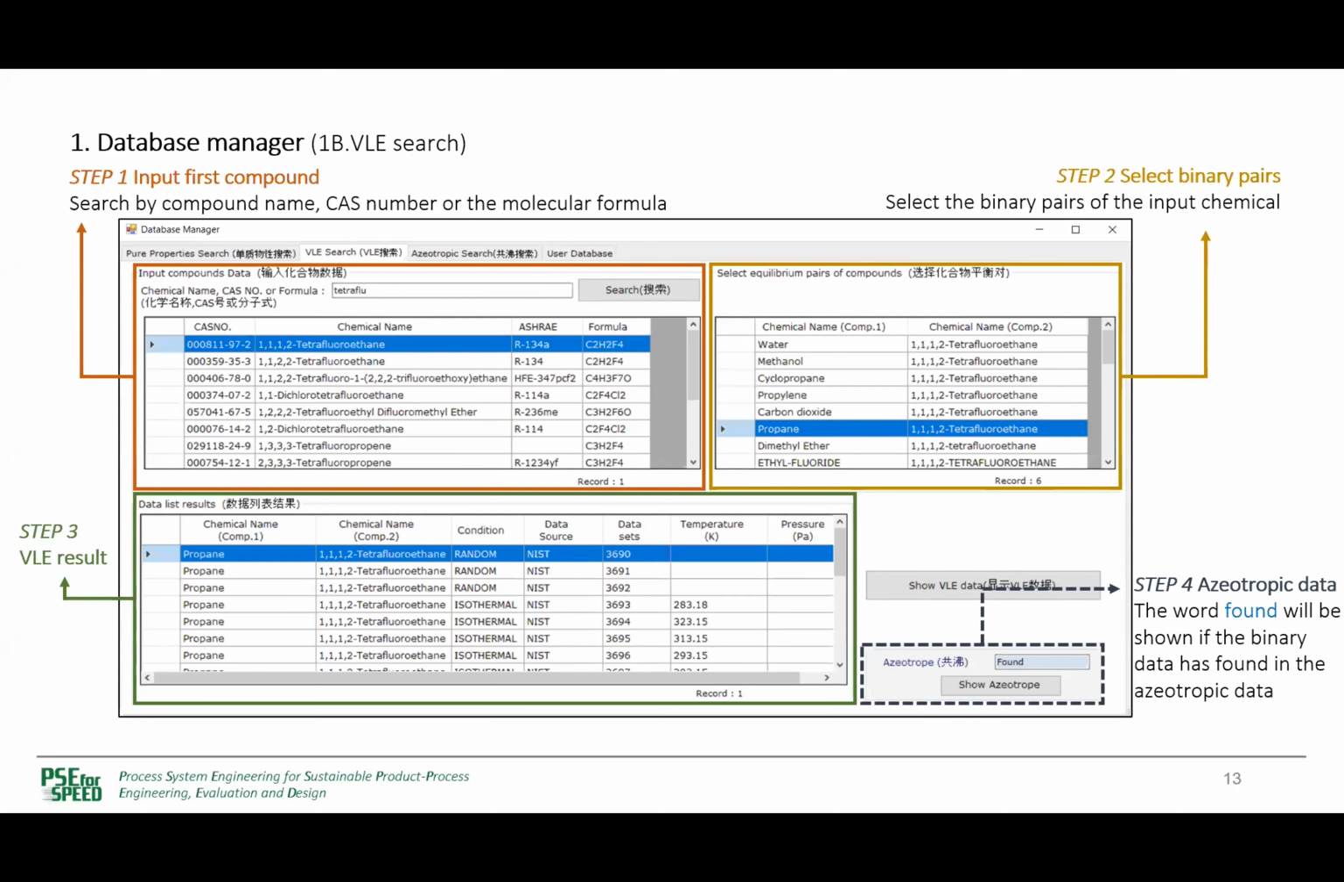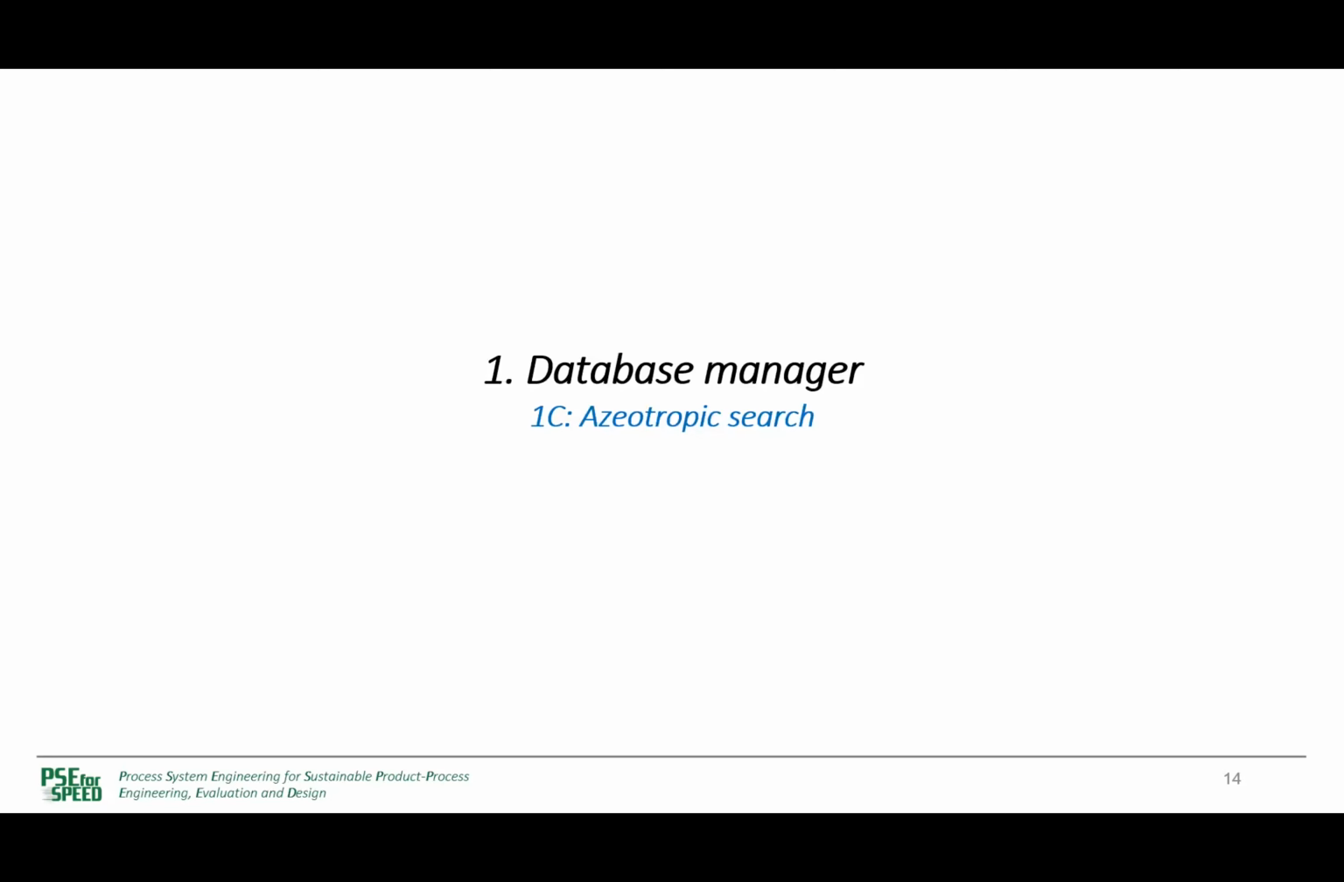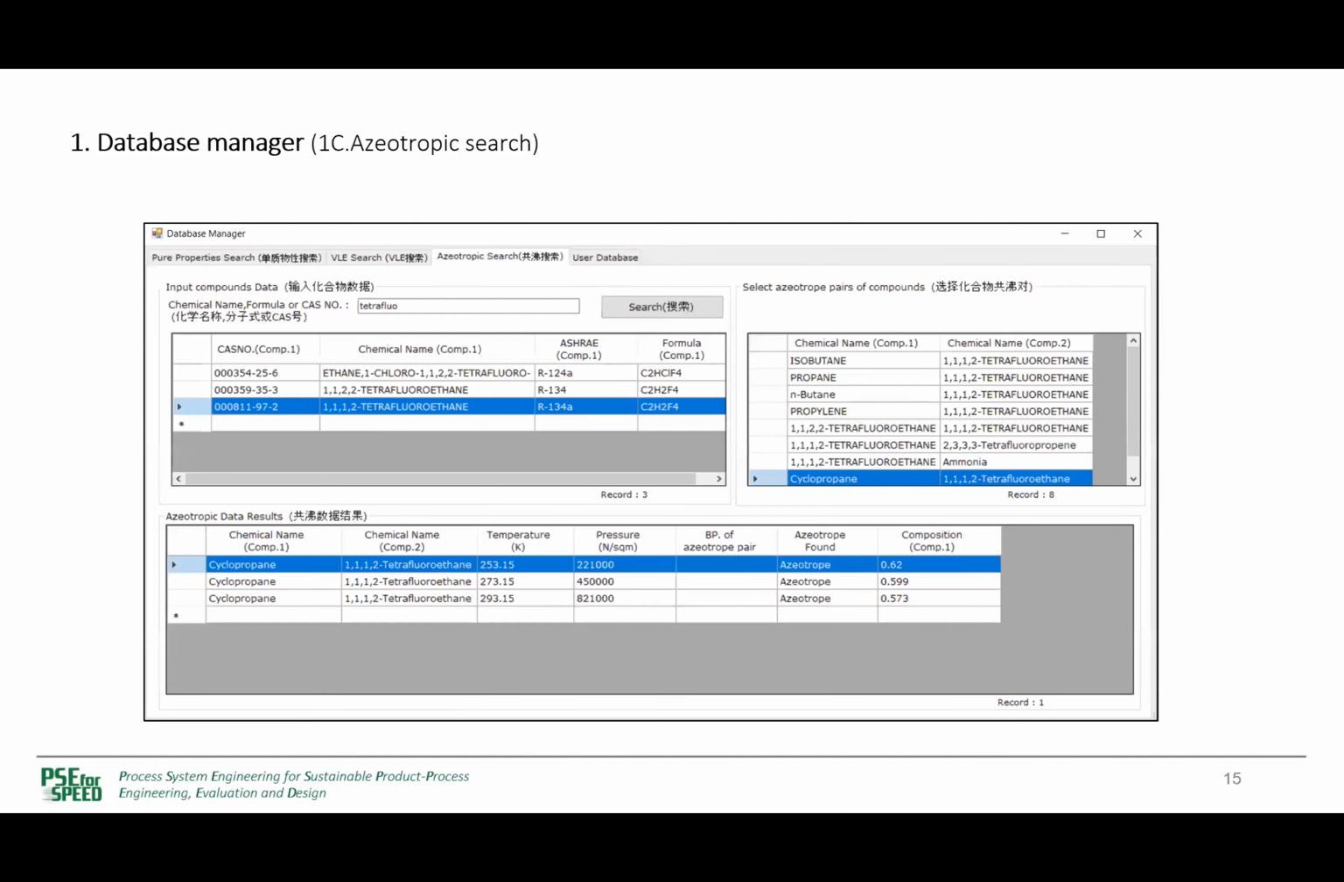In case the binary compound has azeotrope, the word found will be shown. Okay, the last one is Azeotropic Search.